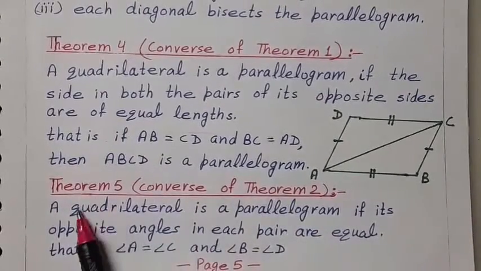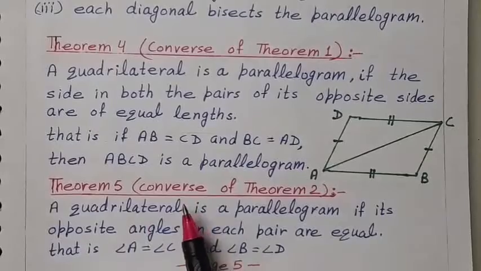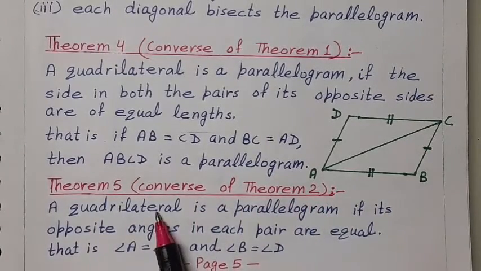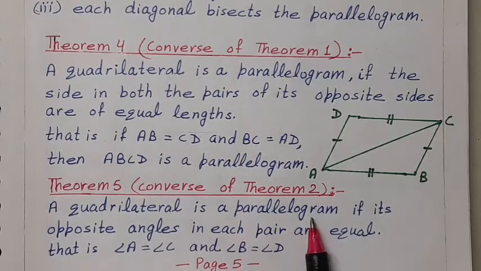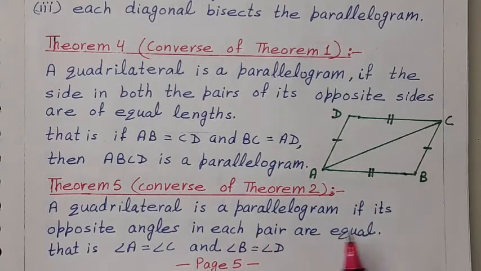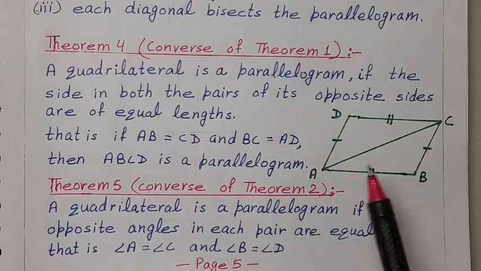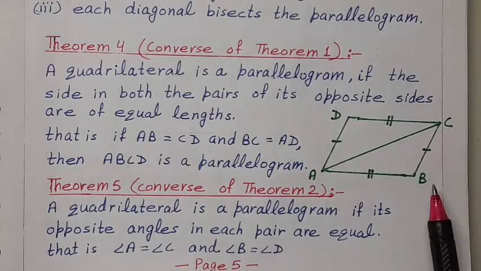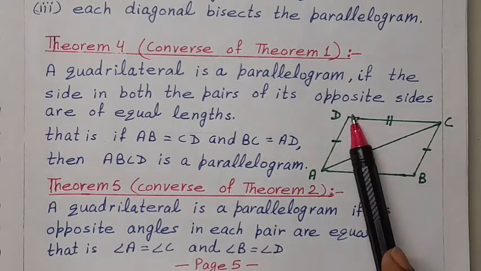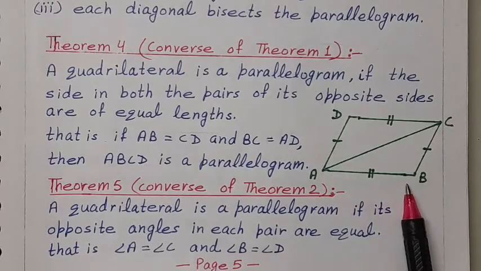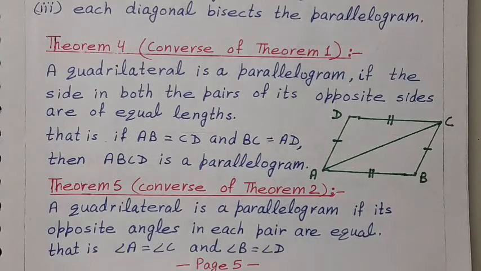Now, theorem number 5, that is the converse of theorem 2, is: a quadrilateral is a parallelogram if its opposite angles in each pair are equal. That is, if angle A is equal to angle C and angle B is equal to angle D, then ABCD is a parallelogram. Clear?